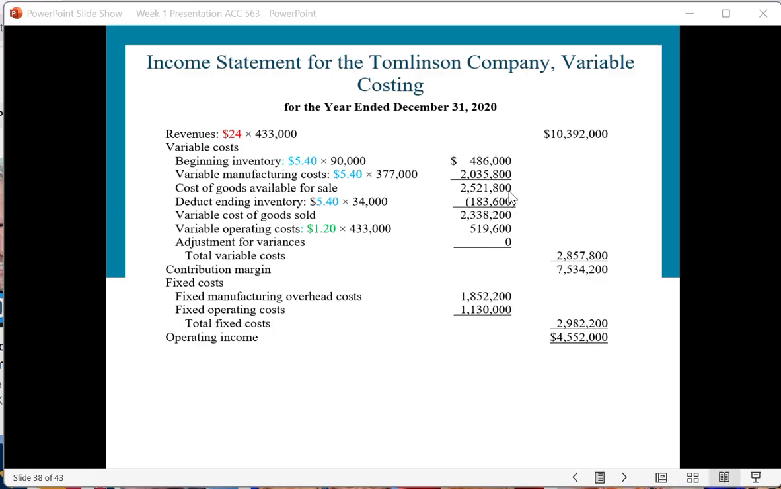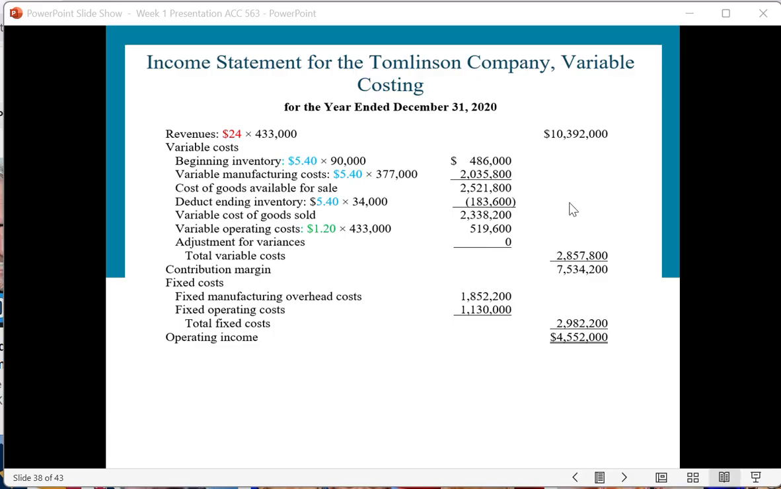So the goods available for sale, 2.5. Deduct the ending inventory. We know we had 34,000 left, and at the variable cost of $5.40. So we take that out, and that's our variable cost of goods sold. We add into that our variable operating costs of $1.20. There's no adjustment for variance at this point, and we get our total variable costs of $2,857,800.